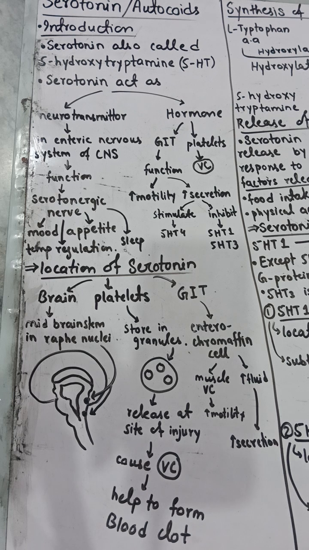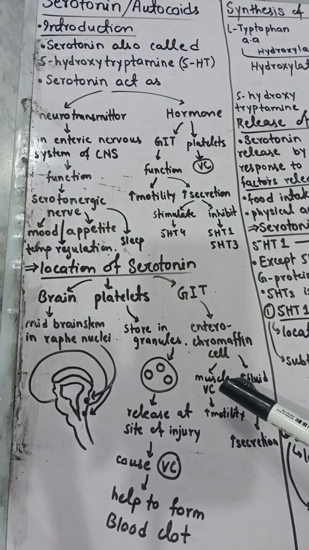And the third location is in the GIT tract. In the GIT tract, enterochromaffin cells are present. In these cells its receptor is present, and it is going to bind at that site. So it causes muscular contraction in the GIT tract, and also increases the fluid, meaning it increases the secretions. But how, we have discussed that. And motility: it increases the motility only in the upper GIT tract, and decreases the motility in the lower GIT tract. So this is also a point.